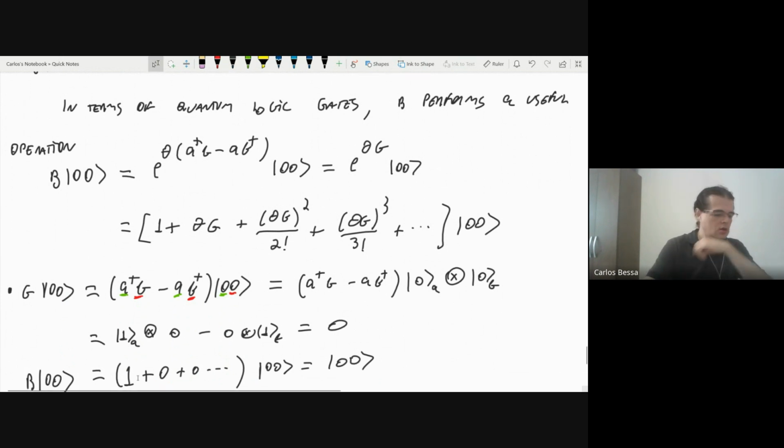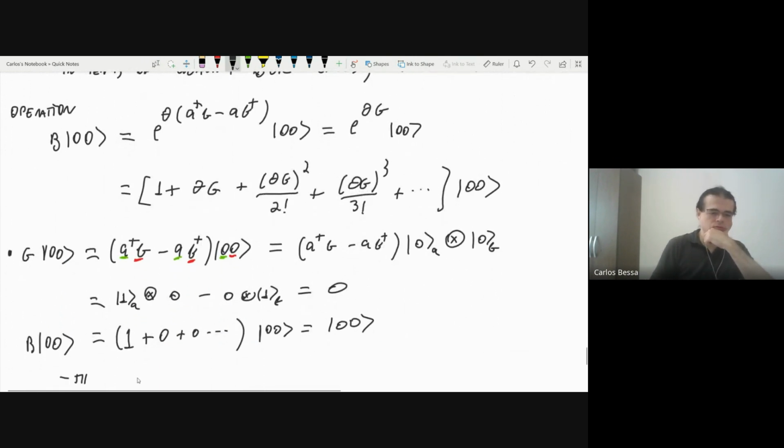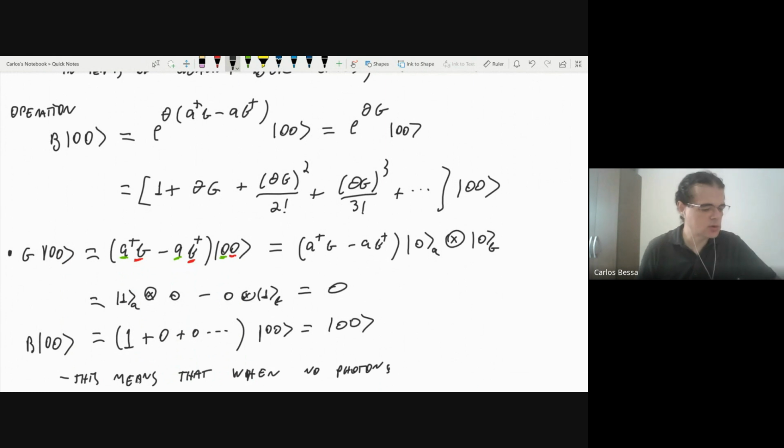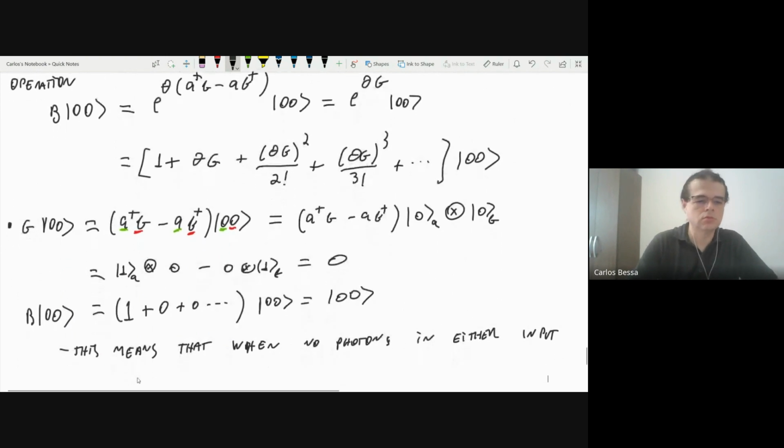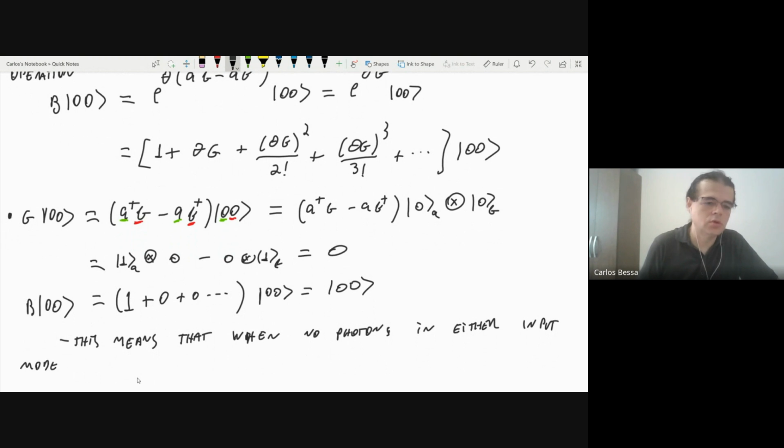So this means that when no photons in the input mode exist, no photons will exist in the output mode.